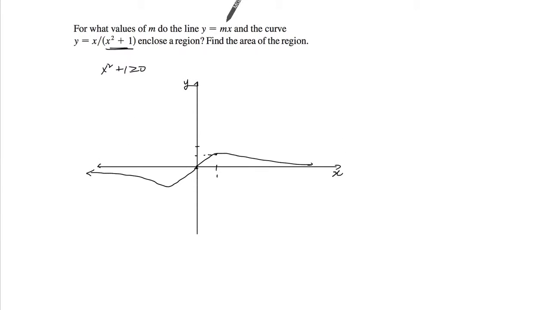Okay, and then y equals mx. So it's just a line. Okay, the question is, what does the slope have to be, or what values of slope will make sure that we enclose a region? So the way I've drawn it right now doesn't enclose any region. Okay, but if I drew the line like this, you can see that it encloses this region right here.